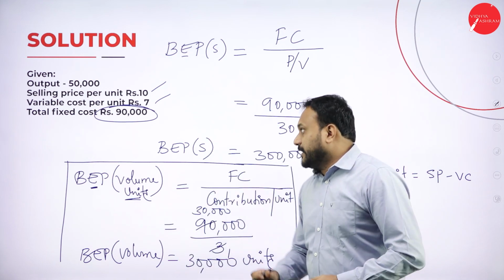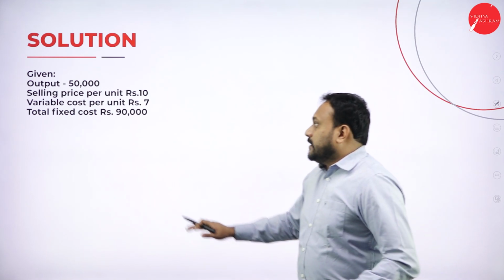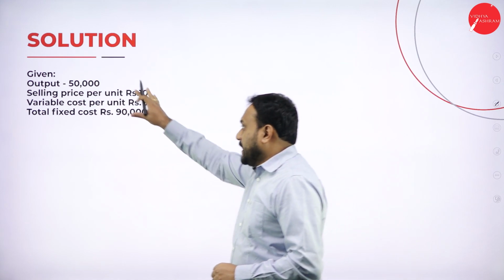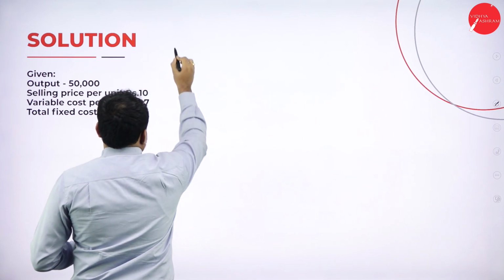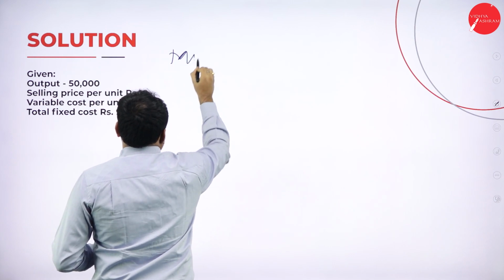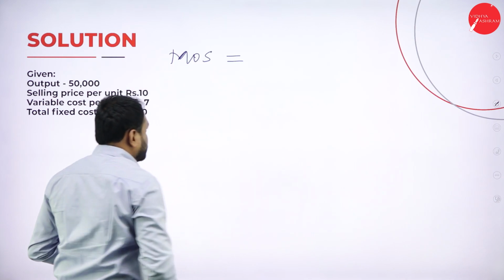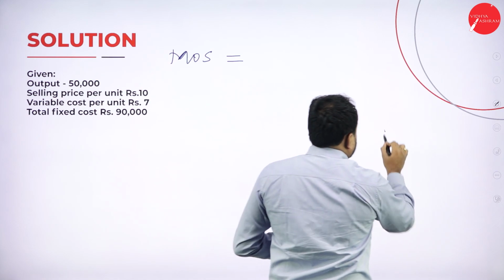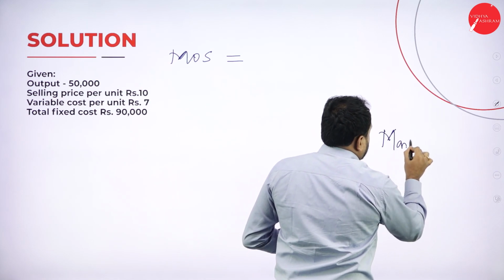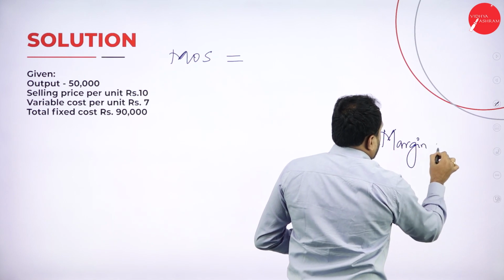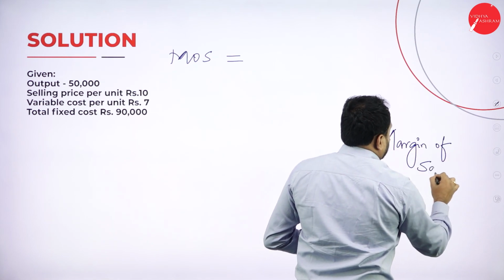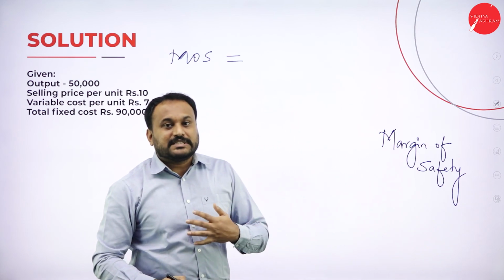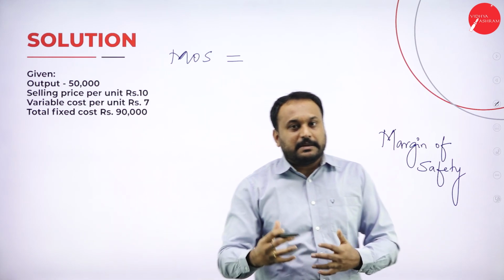Let's go with the next one here. MOS is what we are supposed to find for this. Now the same here, I have put the same thing. We have something called MOS is equal to. Now what is MOS? Margin of safety. MOS means margin of safety. That means that particular point where I am safe to run my business.